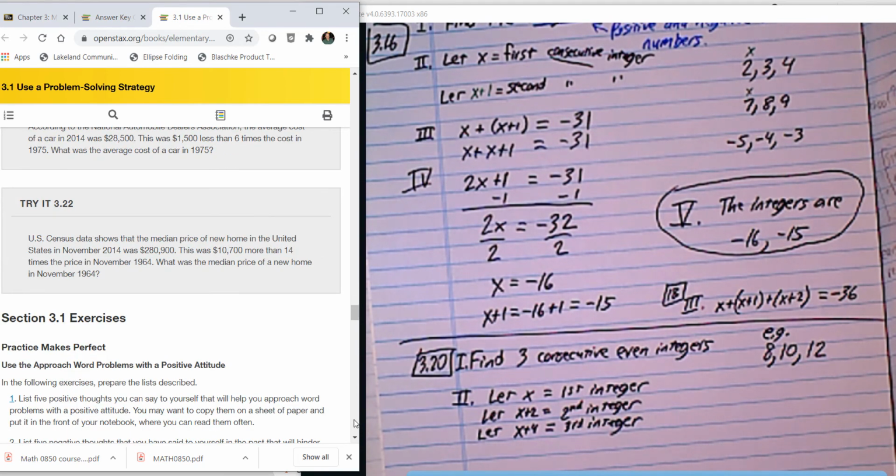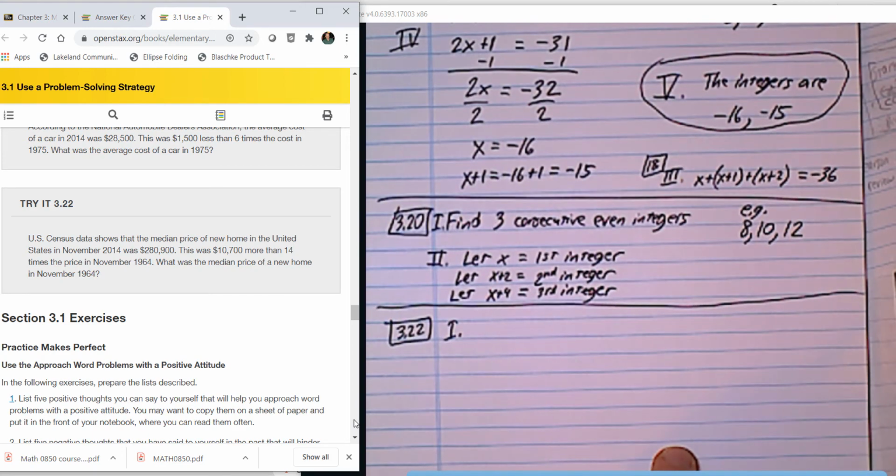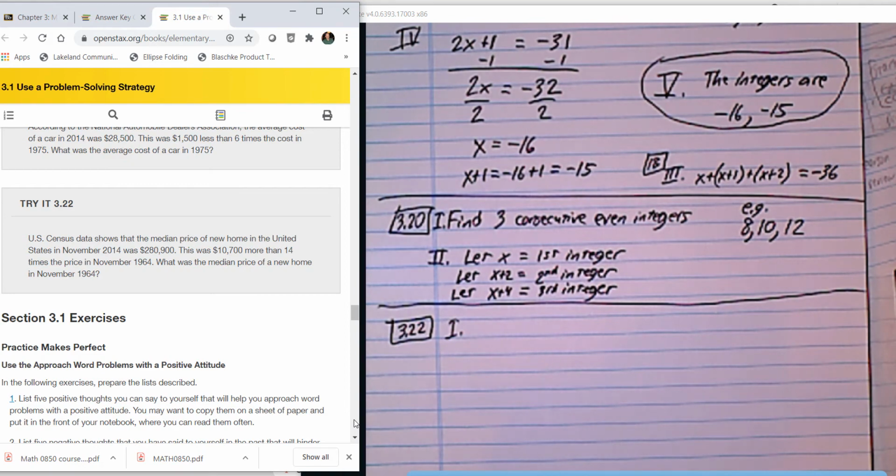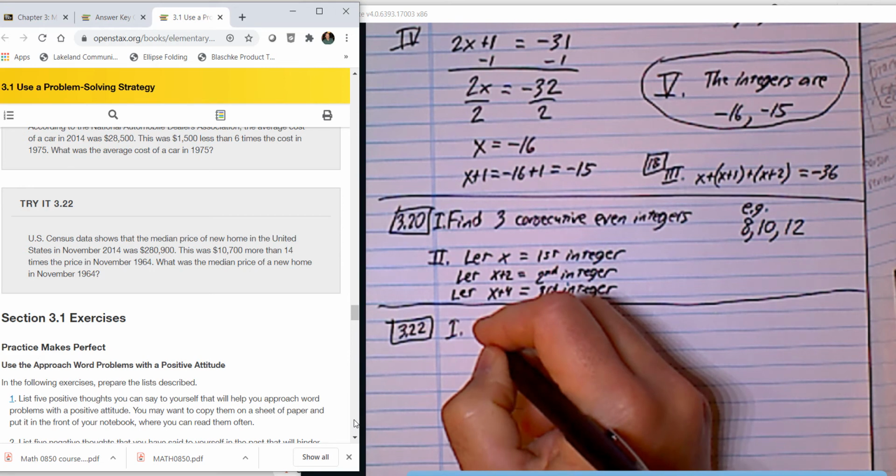Okay, moving on. Last one I'm going to try with you is number 22 using the 5-step method. Step 1. What am I supposed to find? Let's take a look. I go right to the question mark. So the last sentence, I haven't read it all yet. It just says, what was the median price of a new home in November 1964?